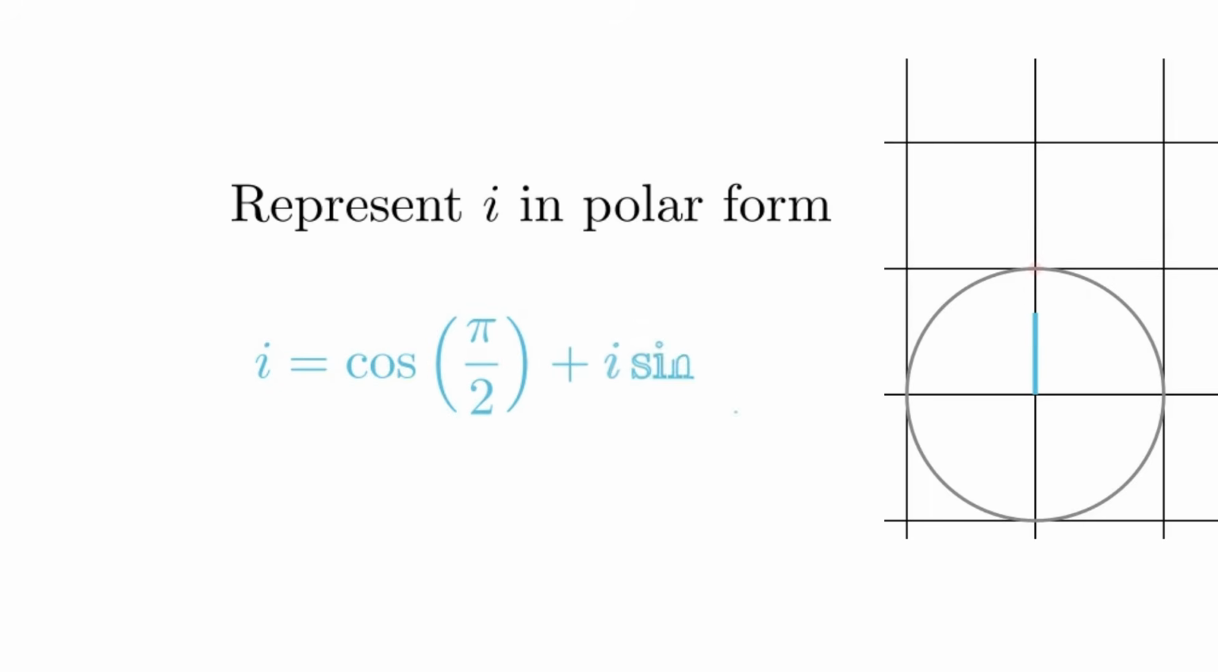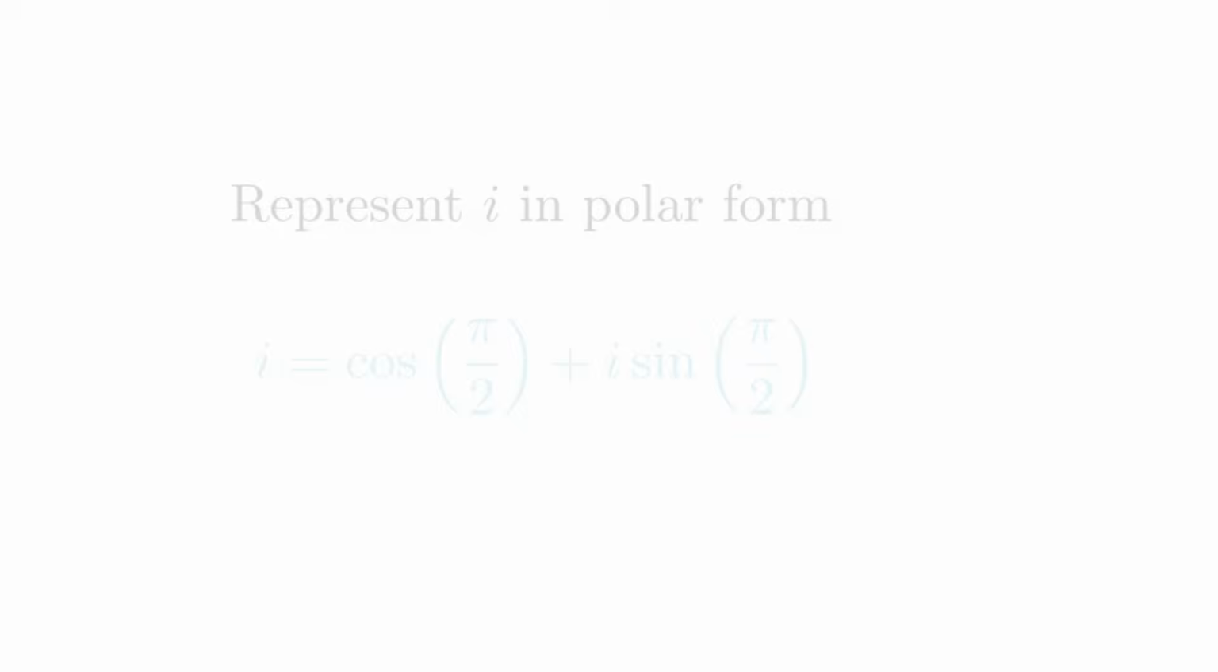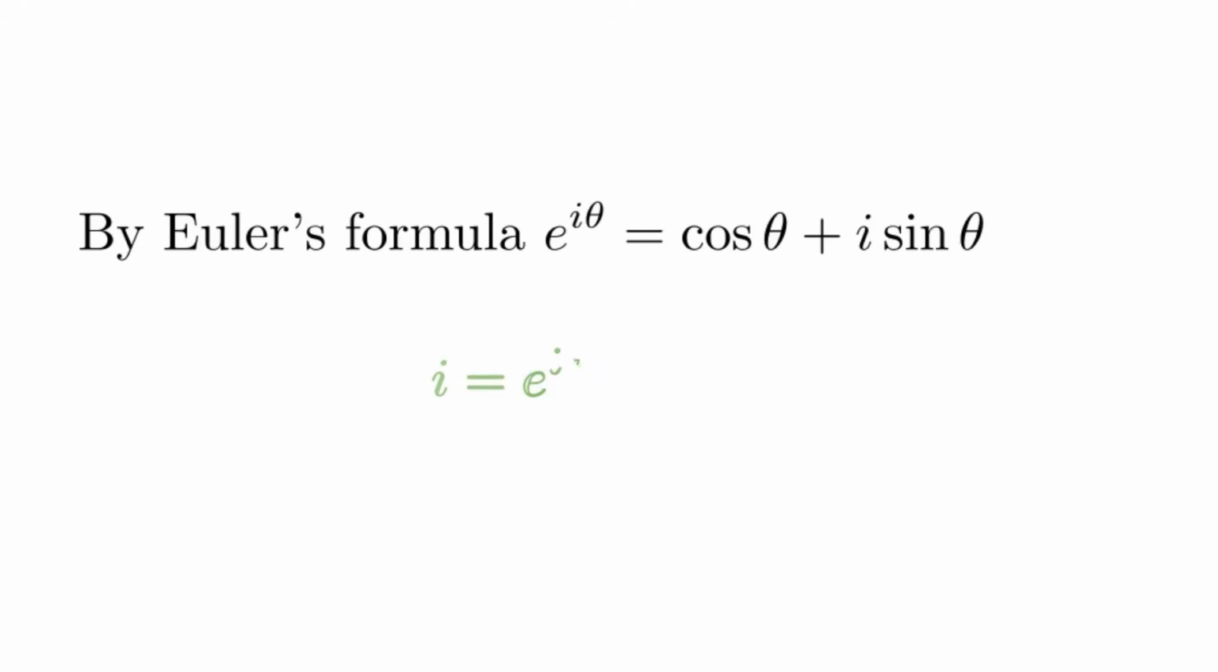First, represent iota in polar form. On the complex plane, iota lies at angle pi over 2. So we can write iota equals cosine pi over 2 plus iota sine pi over 2 using Euler's formula. e^(iota theta) equals cos plus iota sin. So iota becomes iota equals e^(iota pi/2).